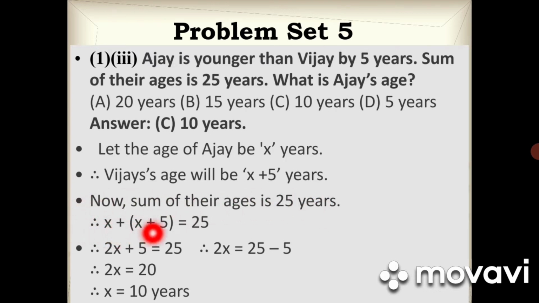Therefore x + (x + 5) = 25. Therefore 2x + 5 = 25. Therefore 2x = 25 - 5. Therefore 2x = 20, and therefore x = 10 years. Therefore the answer is option C, 10 years.